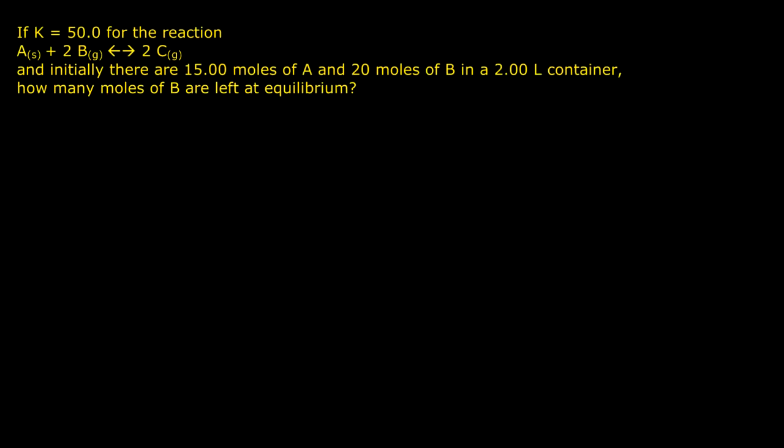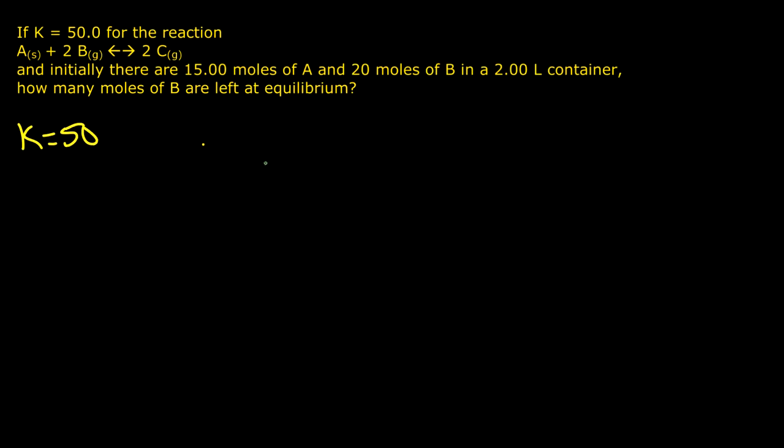Now that we got that down, let's work a general equilibrium problem. So we have a K value, we have some initial concentrations, and we're looking for the equilibrium concentrations now. So K equals 50. So I got a K value of 50, for the reaction A plus 2B yields 2C. It's just an arbitrary reaction, just kind of made up. It's not a real one, but it still works out the same when you do the procedures.